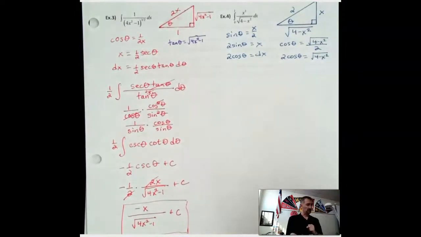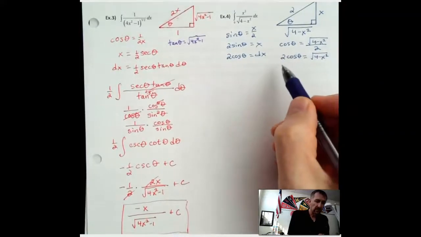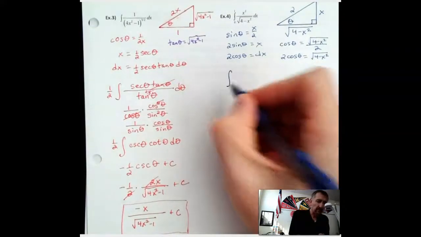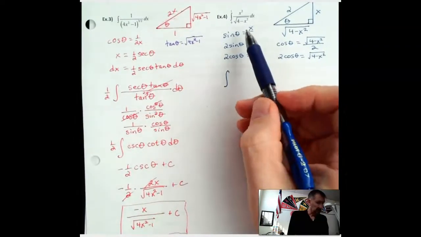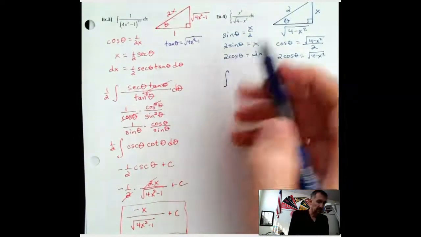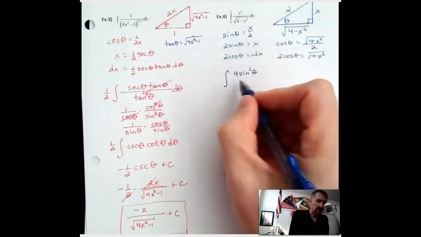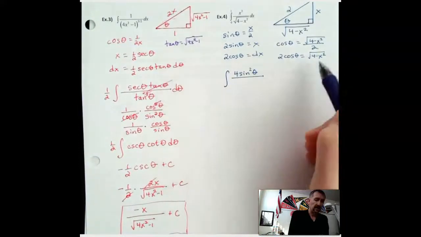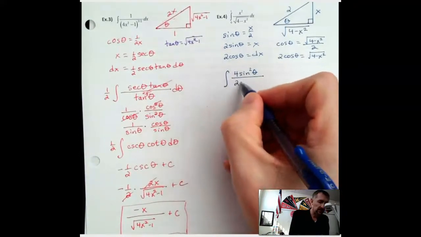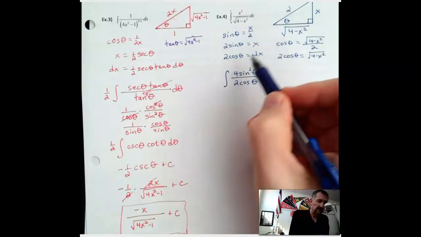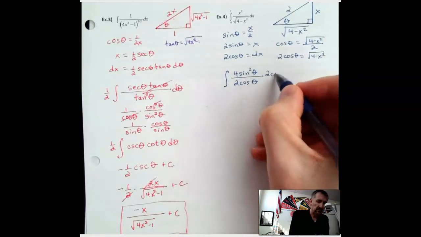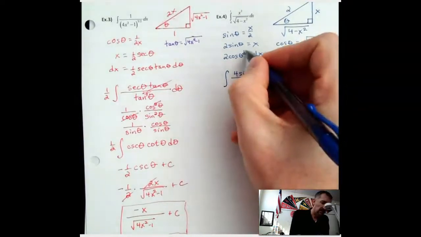Alright, so now we ought to be able to substitute things out, and this is a definite integral, so we want to be careful about that. x squared is right here, so that's going to be 4 sine squared theta. And that is 2 cosine theta, and dx is 2 cosine theta d theta.